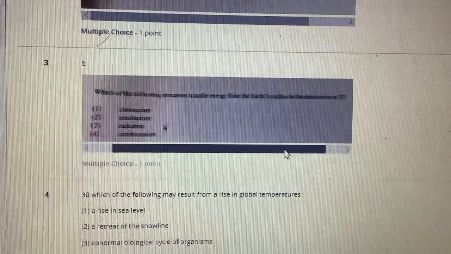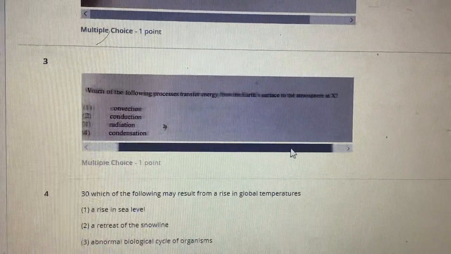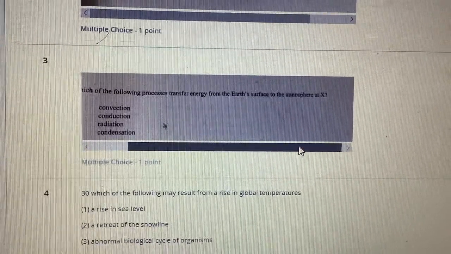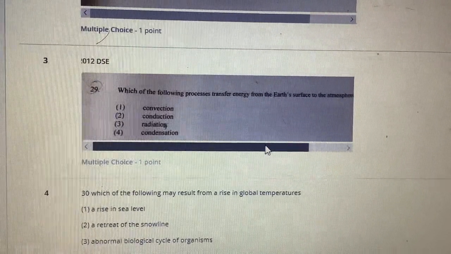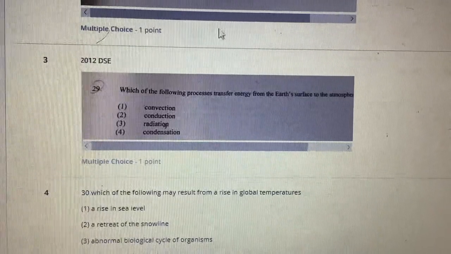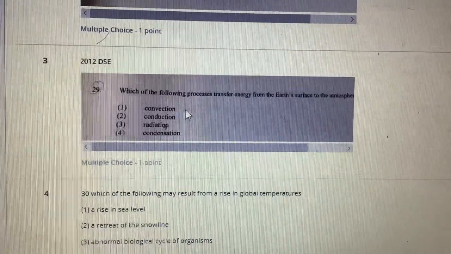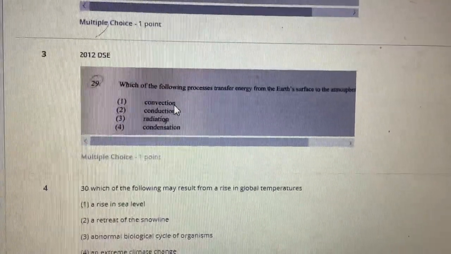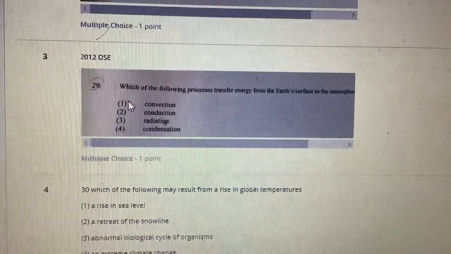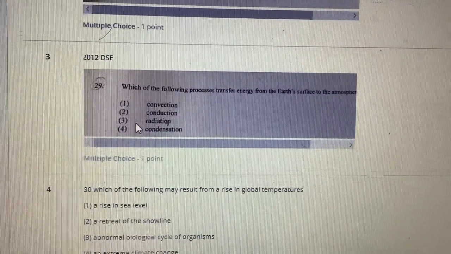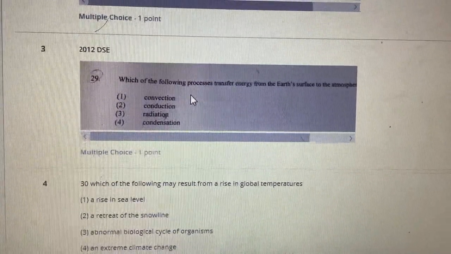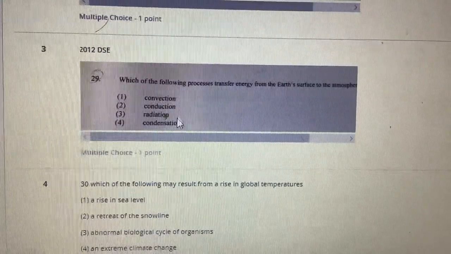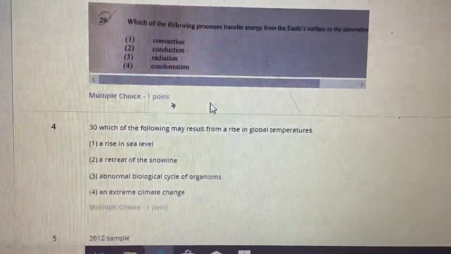This one, okay. Which of the following processes transfer energy from the Earth's surface to the atmosphere as X? But the X is missing. Sorry, because the graph is gone. But anyway, from here, you should know that number 1 and number 2 and number 3 is correct, because these are the most major ways of heat transfer. Number 1, 2, 3 is correct, and number 4 is not correct, okay?